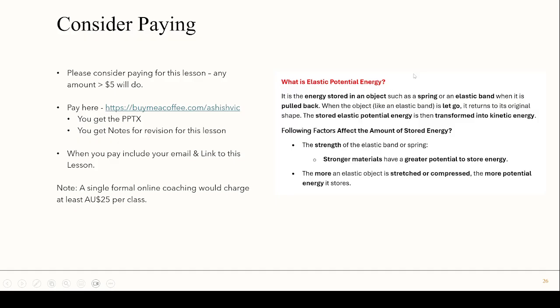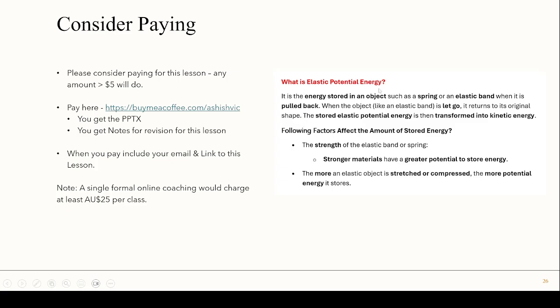Here is a question maybe you can revise. What is elastic potential energy? It is energy stored in an object, such as a spring or elastic band, when it is pulled back. When the object is let go, it returns to its original shape. The stored potential energy is then transformed into kinetic energy. What are the factors that affect the amount of stored energy in elastic potential energy? The strength, and how much the object is stretched or compressed.